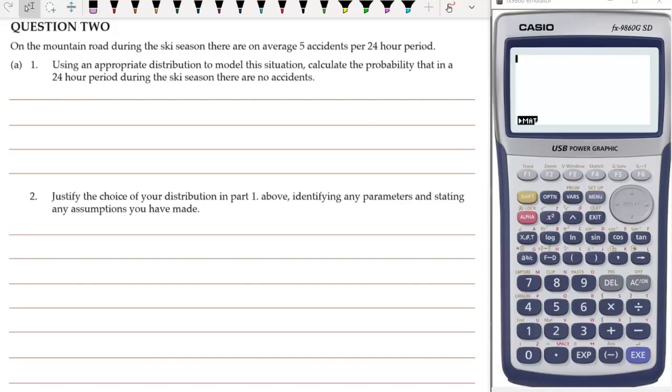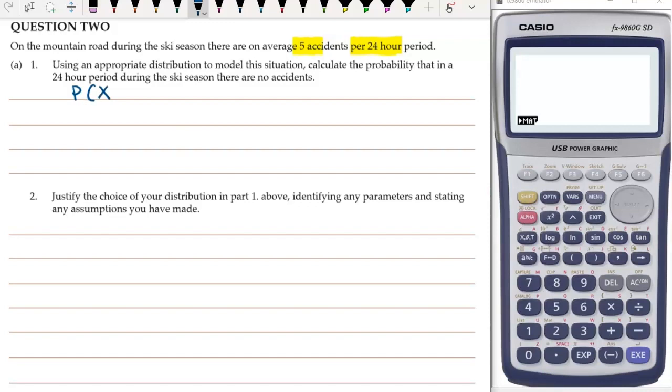Right, for question 2, we've got a mountain road with ski season, and on average there are 5 accidents per 24-hour period. So we've got an average within a time interval. This tells us we are looking at a Poisson distribution. Okay, so now calculate the probability that in a 24-hour period during the ski season there are no accidents.